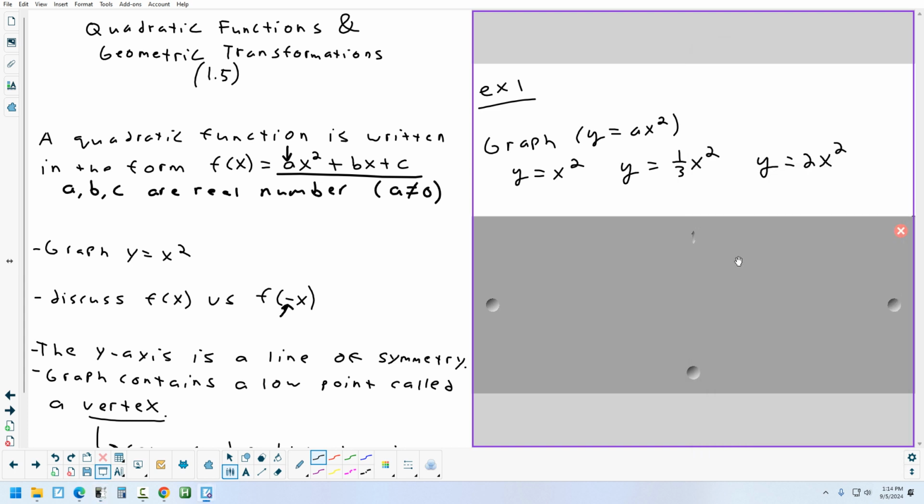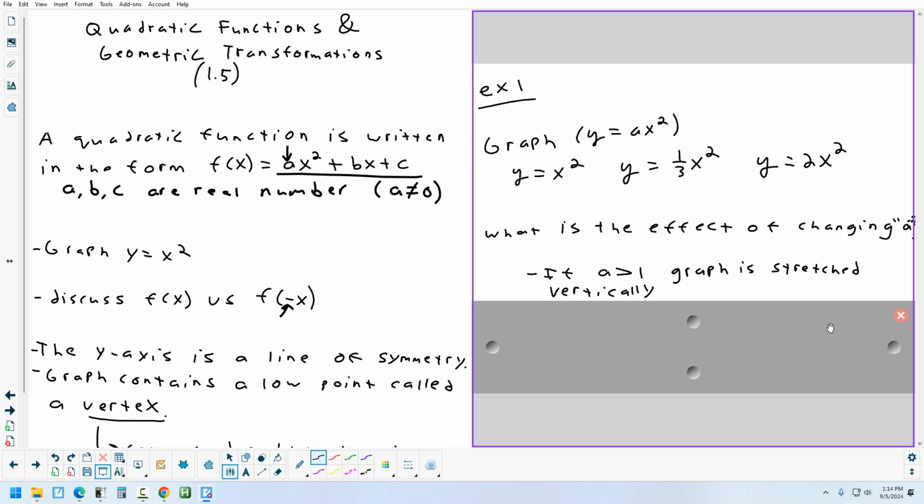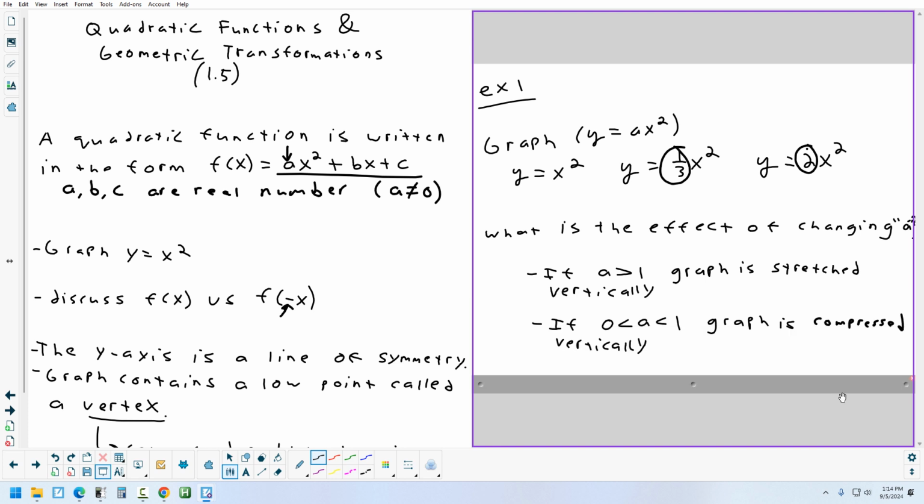So what happens when we change A is we either get a graph that stretches. The higher you make this number, the more stretch you're going to get and the skinnier it's going to look. Think about if you took a person and stretched them taller, right? They get skinnier. Stretch out tall, you get skinny. And then the smaller you make that number, the more squished it starts to get. And when it starts squishing, that's when it spreads out horizontally. So these are the two ways we'll explain it. The graph either is going to stretch vertically or it's going to compress vertically.